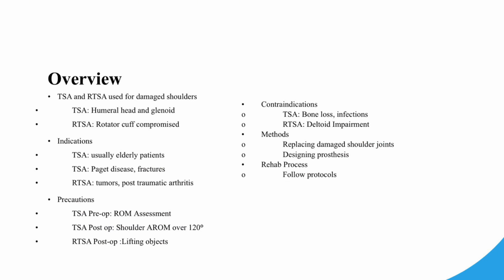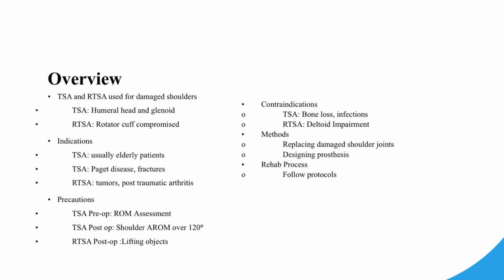And then for our overview, both of these procedures are used to help replace either the femoral head or the glenoid or parts of the rotator cuff. Some indications, there were a lot. One of the ones that we saw a lot was usually you see them with an elderly patient. You could also see it with Paget's disease, fractures, tumors, as well as post-traumatic arthritis.